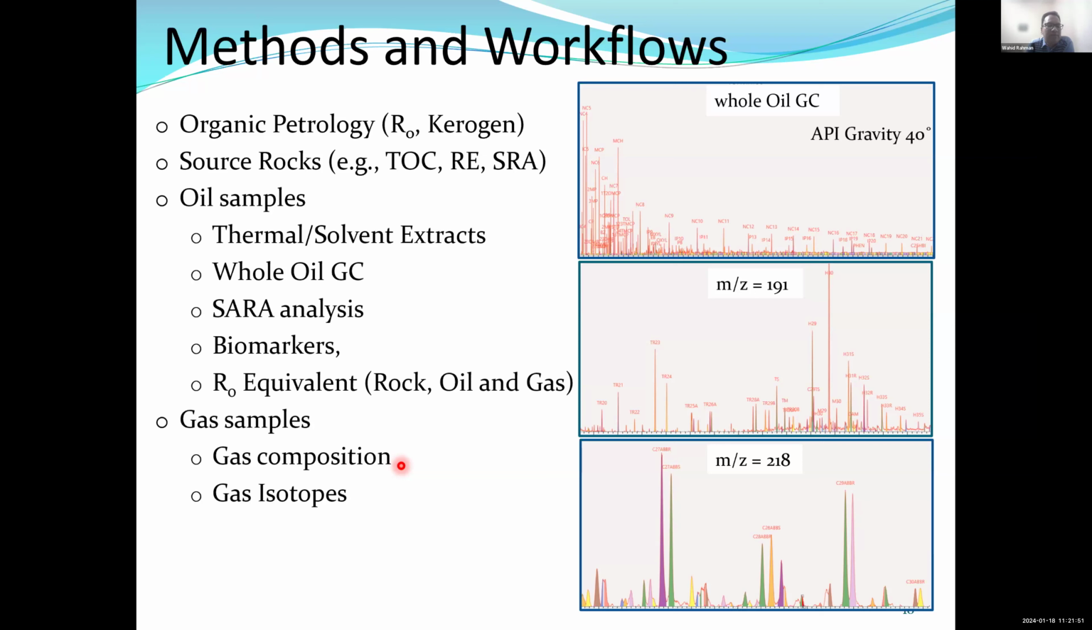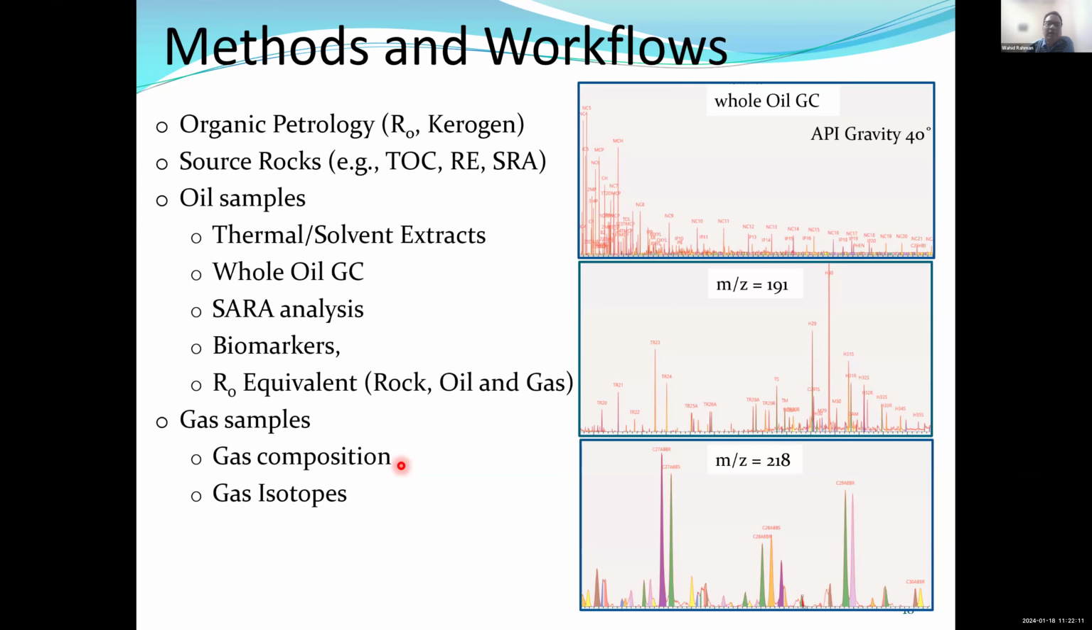And then from the gas samples, you can do the similar thing. You look at the gas compositions and the gas isotopes, and convert those isotopes into thermal maturity equivalent. On the right-hand side, you see different chromatograms. I'm just showing you at the very top, whole oil GC of a 40 API gravity oil.